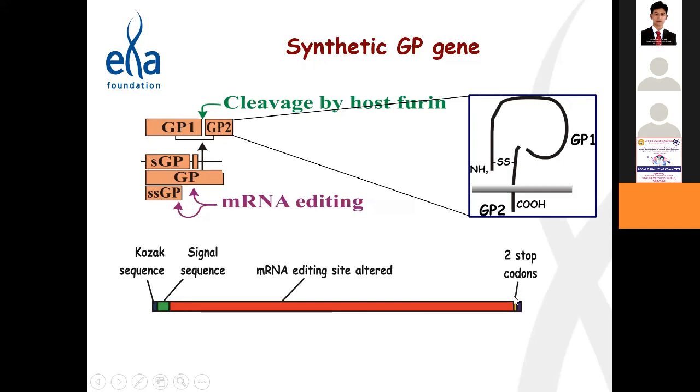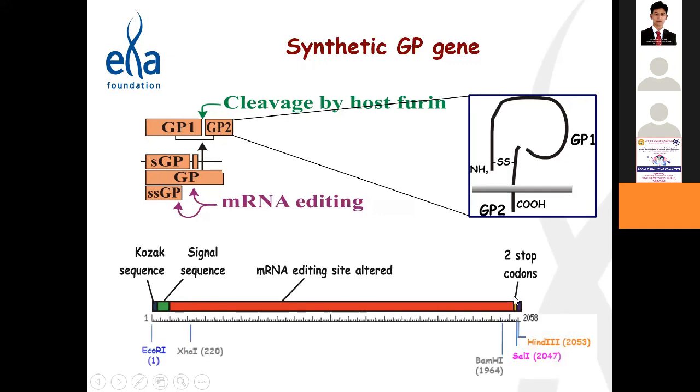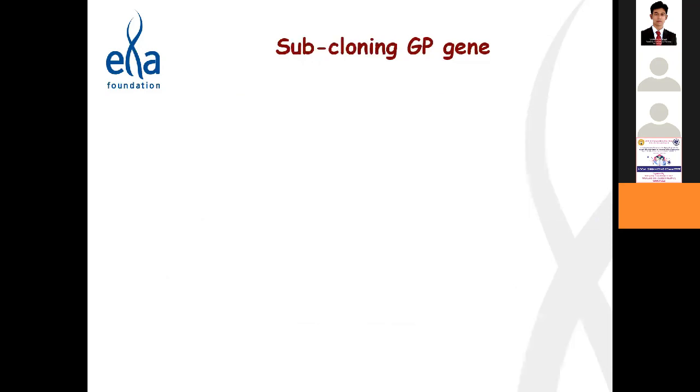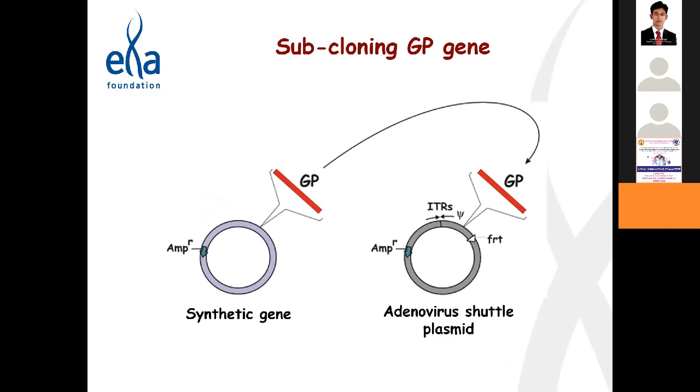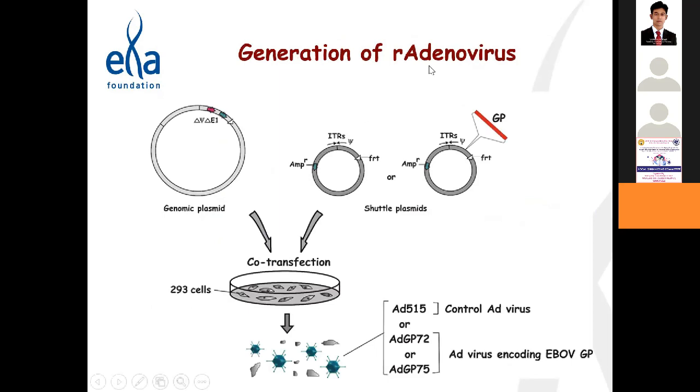And to the end, we added 2 stop codons, and apart from that, we also added some restriction sites here. As you can see, EcoRI at the 5' end, and HindIII and SalI restriction enzymes at the 3' end. This is mainly for cloning. So we got synthetic genes of this, and then we subcloned the GP into the adenovirus shuttle vector by using those restriction sites, followed by the generation of the adenovirus.